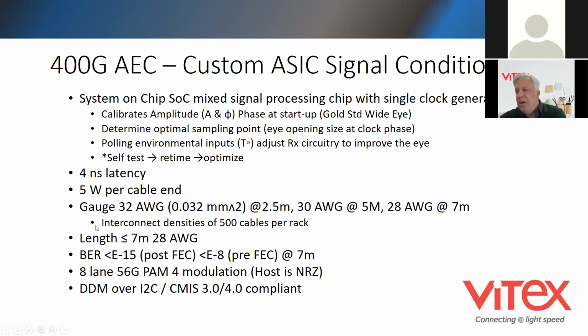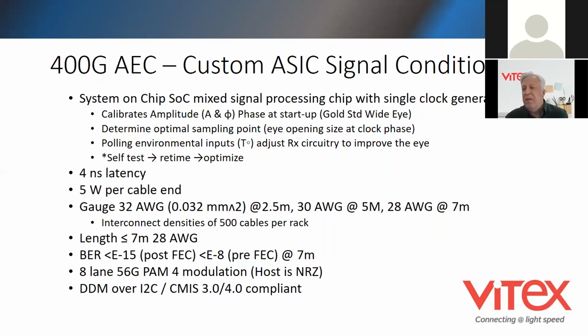Bit error rates we talked a little bit about earlier, through the calibration of amplitude and phase, and then actually adjusting the circuitry based on environmental inputs. Bit error rates are 1E-15 post-FEC, and pre-FEC is 1E-8, and that is actually at 7 meters. It gets better, of course, if you talk about shorter reaches, but I wanted to throw a worst case scenario at you for bit error rates. As you can see, they're very competitive and very good.